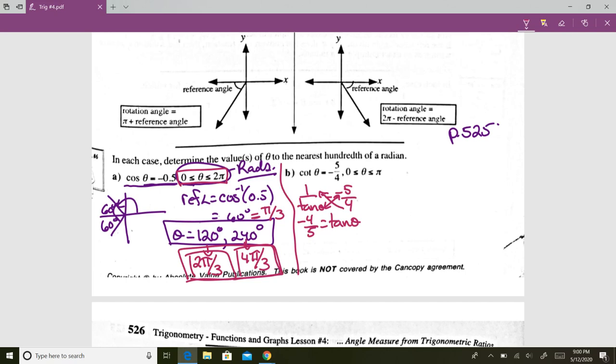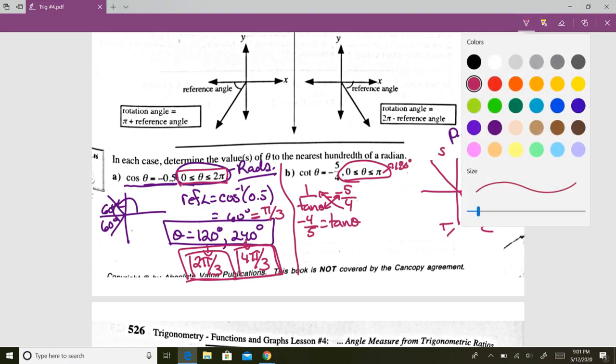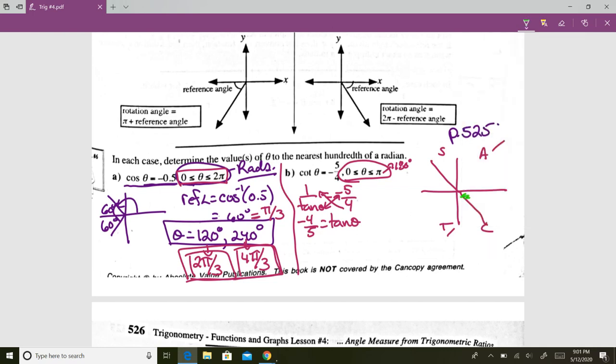Now, where is tan negative? Add sugar to coffee. Well, I know it's positive in 1 and 3, so that means it must be negative in 2 and 4. But look at our domain restriction. 0 to pi. What is pi? Pi is 180 degrees. Which means this one is outside of our domain because this is 180. All right? So that doesn't work. So I only have to find this one answer.